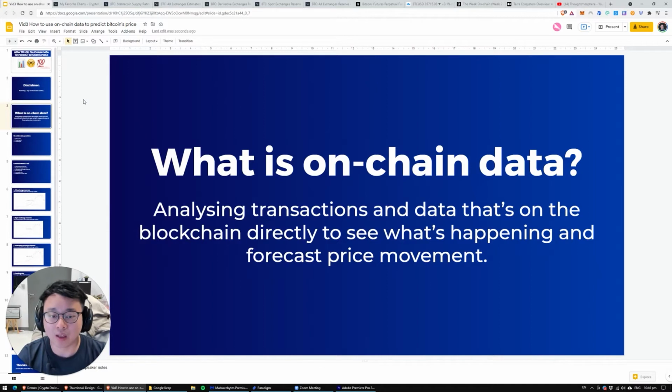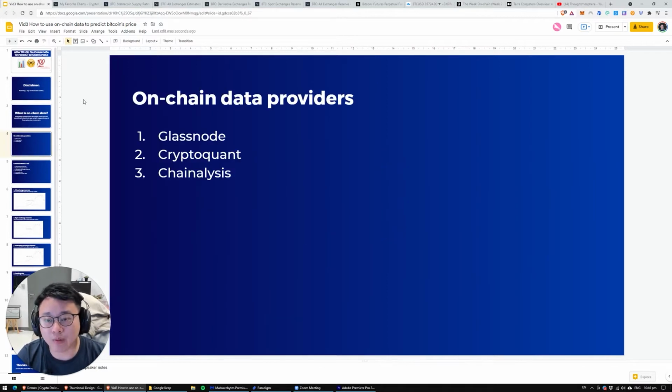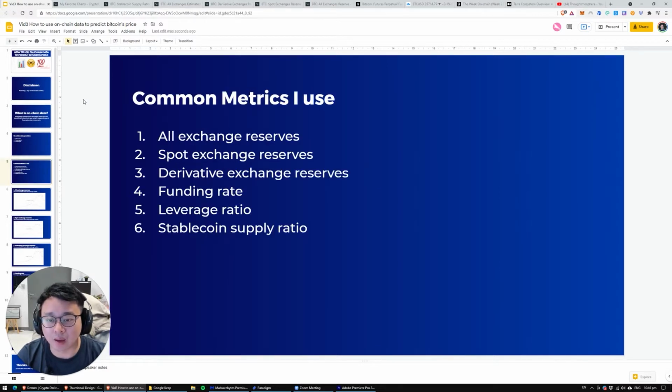price movement. So here are some on-chain data providers that you can take a look at: Glassnode, CryptoQuant, and Chainalysis. Some of them are premium, but some of them do have certain free tiers available as well. Okay, here are some of the common metrics that I use. I'll just go through them one by one.